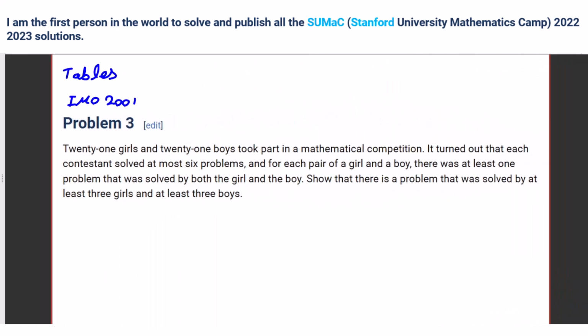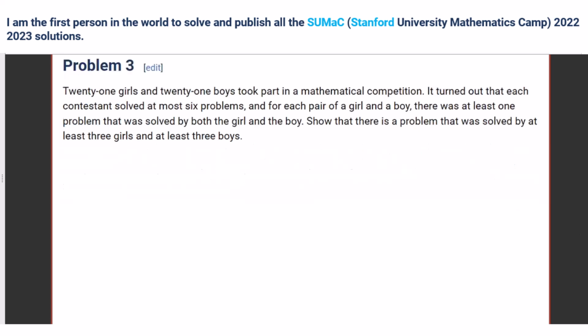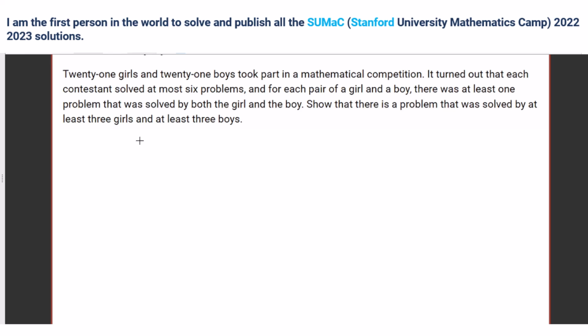Know how to solve this. Improve this. Okay, so let's try it. Here, let's draw a table, okay?